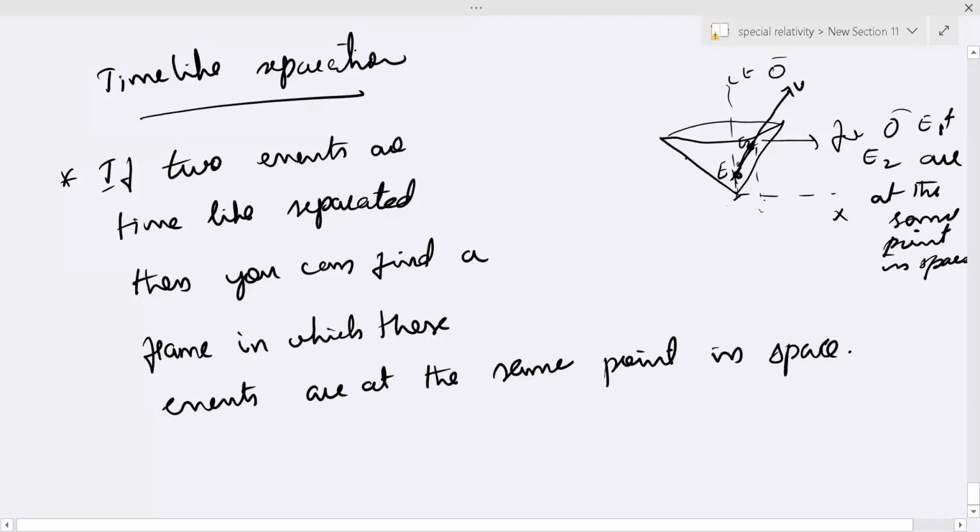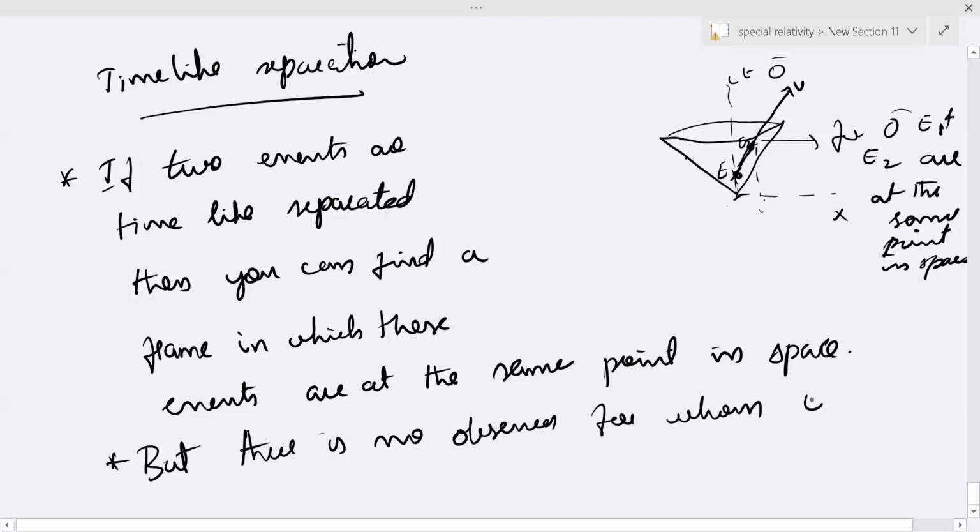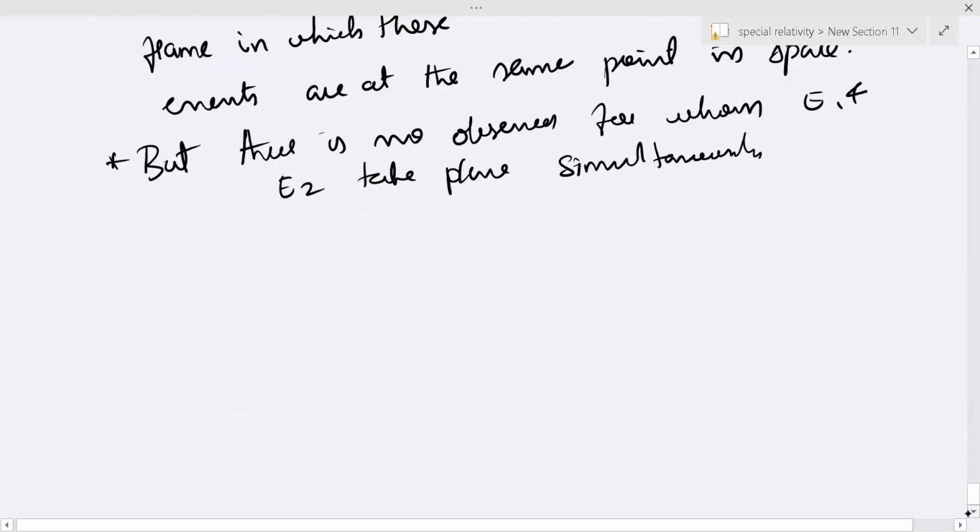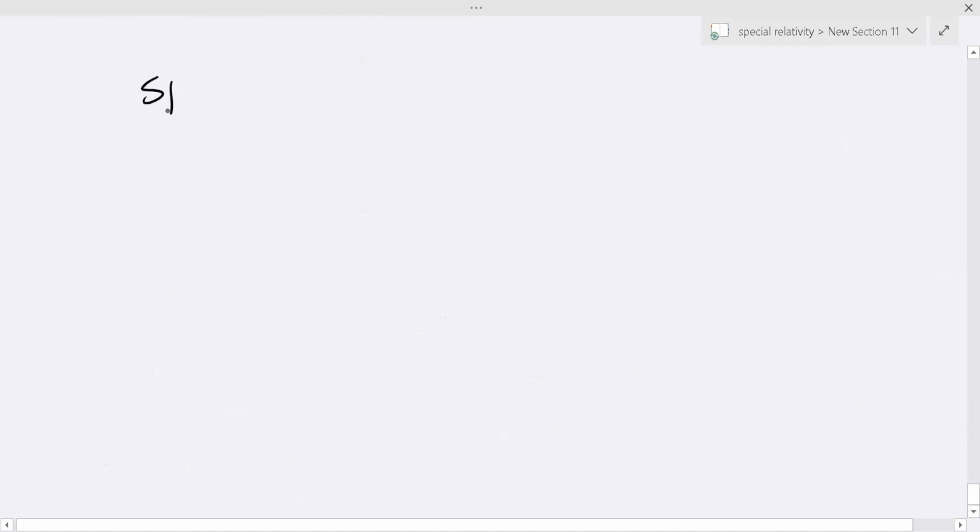But there is no observer for whom E1 and E2 take place simultaneously. Every observer will agree that E2 happened after E1. All right, E2 happened after E1. This cannot be changed. This is if two events are time-like separated. I hope that idea is clear.